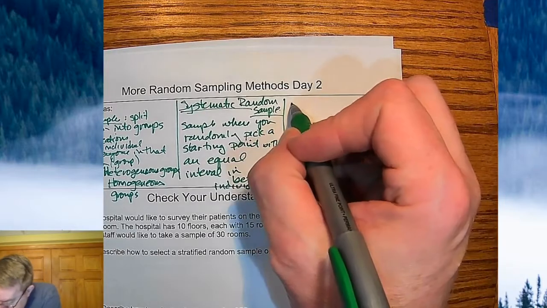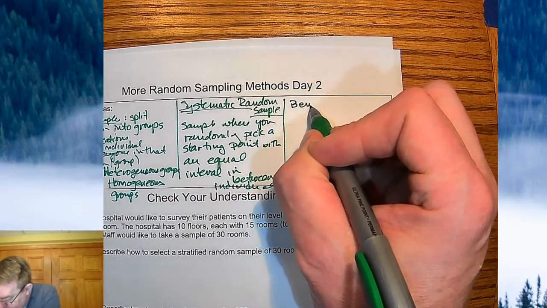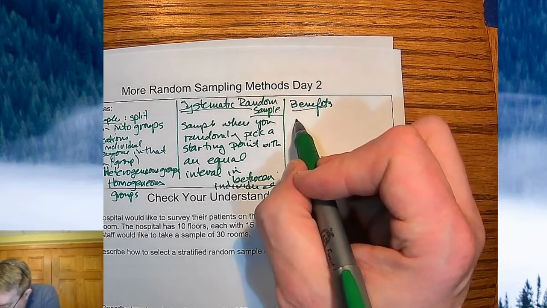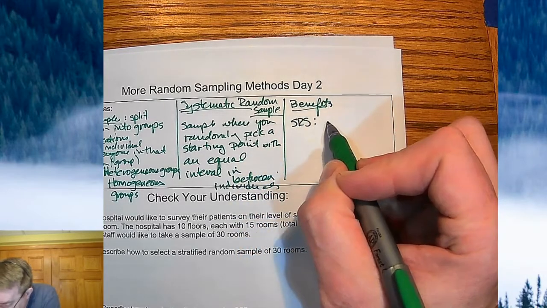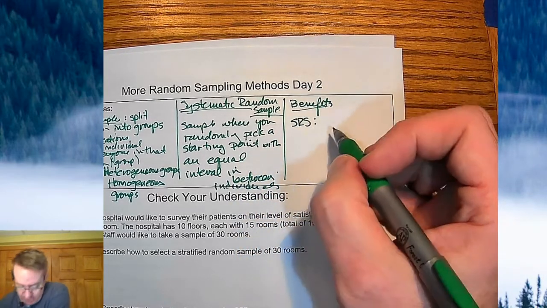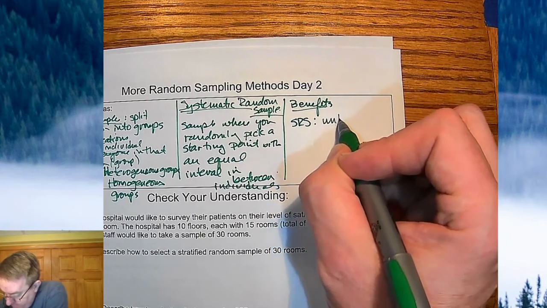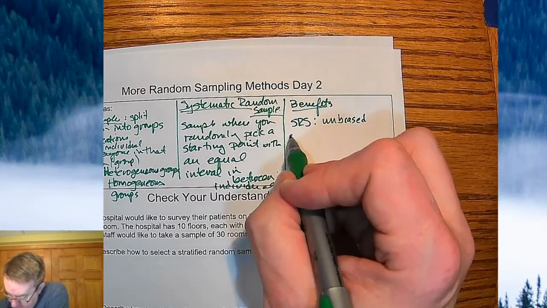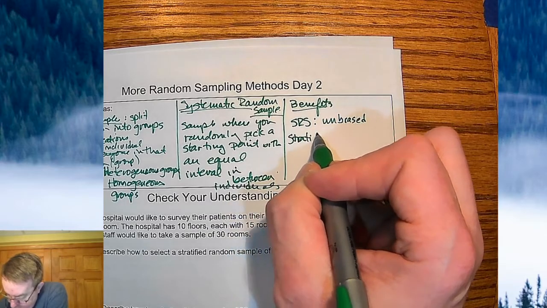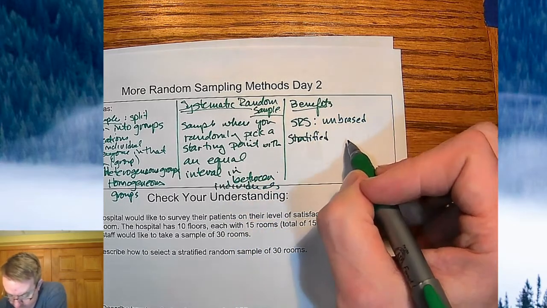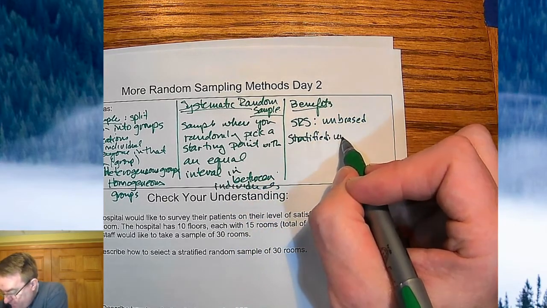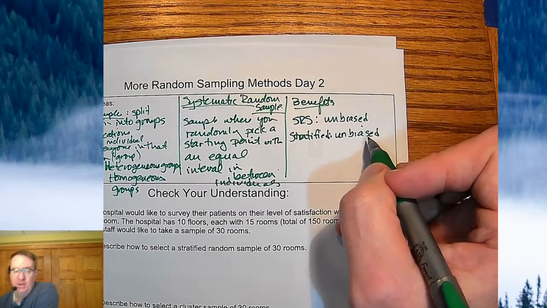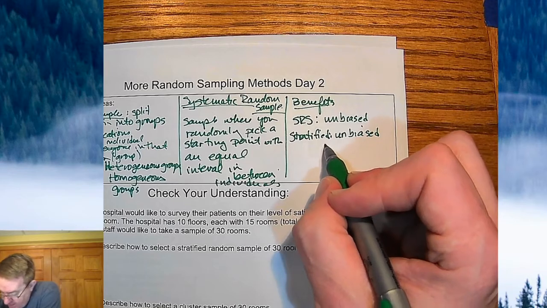Now, benefits of types. Okay. Simple random sample is unbiased. Everybody has an equal chance of being picked. Okay. Stratified is unbiased. Because again, you're picking people from each strata randomly, and because of that, you're going to get low variability.